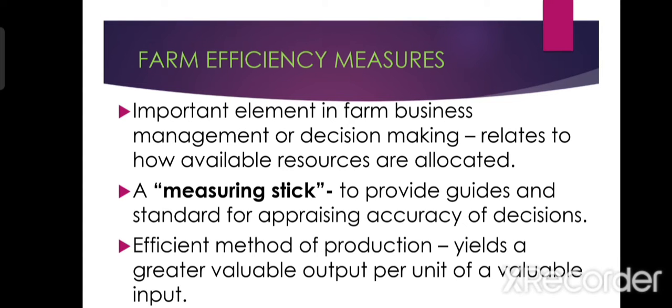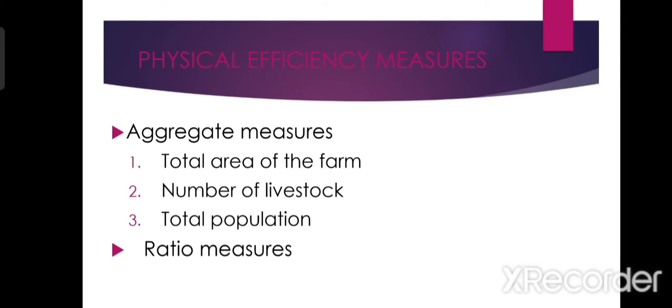Farm efficiency measures. It is an important element in a farm business. Management or decision making relates to how available resources are allocated. A measuring stick is needed to provide guides and standards for appraising the accuracy of decisions. An efficient method of production yields a greater valuable output per unit of a valuable input.